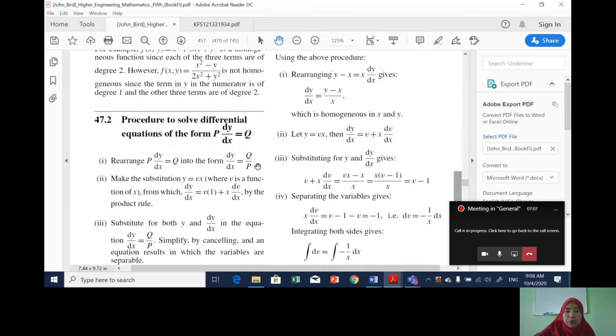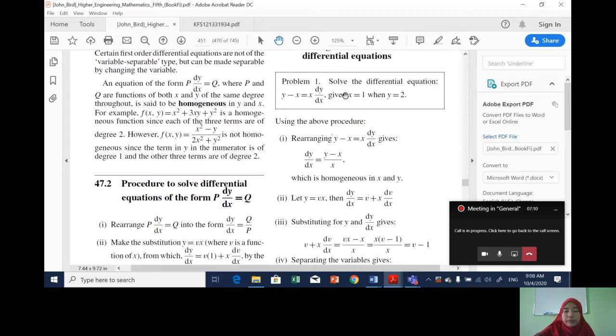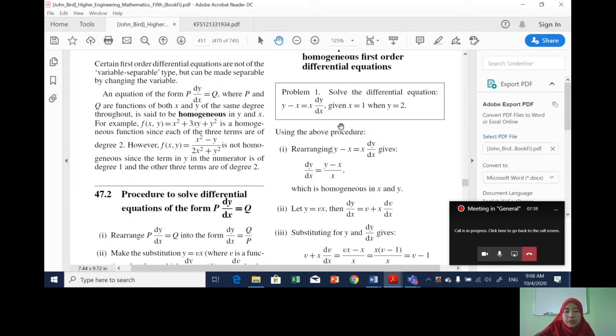Now I'm going to show you the example for problem number 1 in the John Bird ebook. The question is to solve the differential equation given here, with initial value x equal to 1 when y equal to 2. This time we have to find the particular solution, because two values are given, x equal to 1 and y equal to 2. I'm going to write down the equation again on the screen.